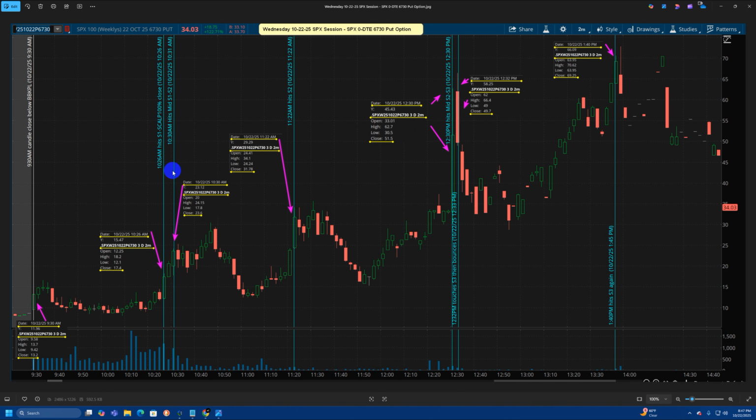Next, we'll look at the 67.30. Alright, here's the 67.30 put. Here we see the 9:30 a.m. entry candle on the cross below, close below the bull bear KPL, $13.20 for the 67.30 put.